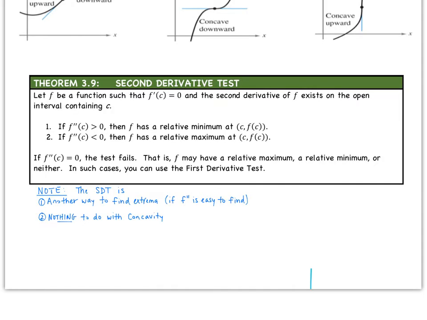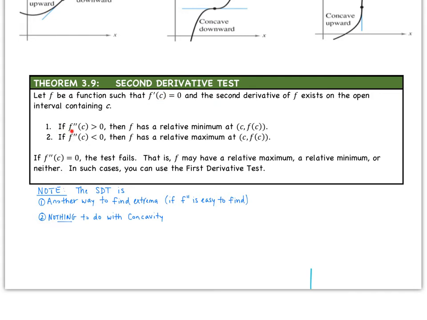Now we're going to talk about the second derivative test. What is the second derivative test? Just like the first derivative test, the second derivative test is used to find relative extrema. It has nothing to do with concavity. So we're going to let f be a function such that f prime of c equals 0, meaning we've got a critical number, and the second derivative of f exists on the open interval. So c is a critical number.